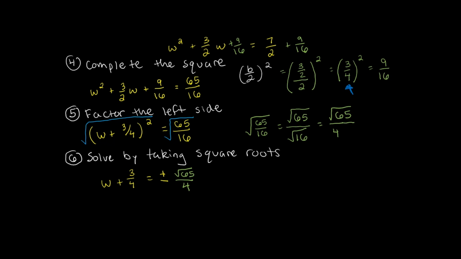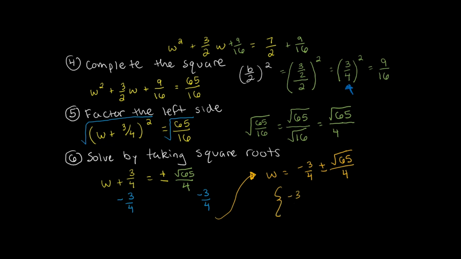And then because we've got square roots going on here, we don't have to write it as two separate equations. So I can just subtract 3/4 from both sides. I'm kind of running out of room here, and I don't want to get a new slide just for this. So our answer is going to be W equals negative 3/4 first, because that doesn't have the square root. We always put the plus or minus in the middle. And then we have the square root of 65 over 4. So that would be your answer.